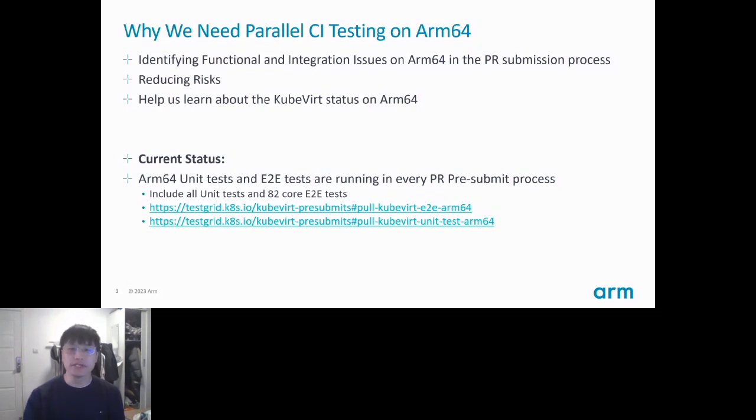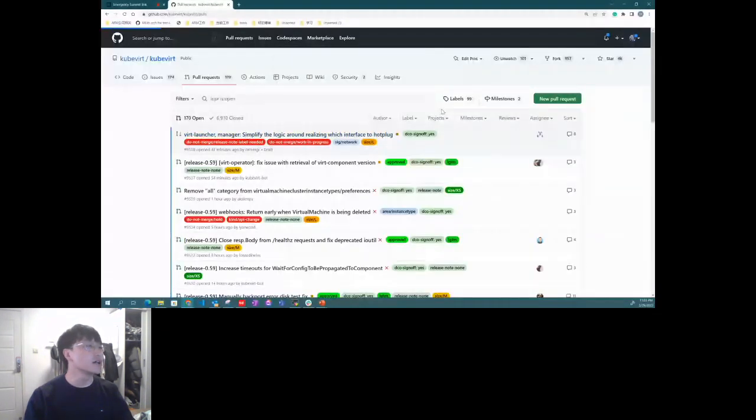In terms of the current status, thanks to BrainCarry's help and the support of the KubeVirt community, we are running all unit tests and E2E tests in every PR pre-submission process on Arm64 server. In case you have not noticed, let me show you in the GitHub website. Okay, we clicked in a PR here.